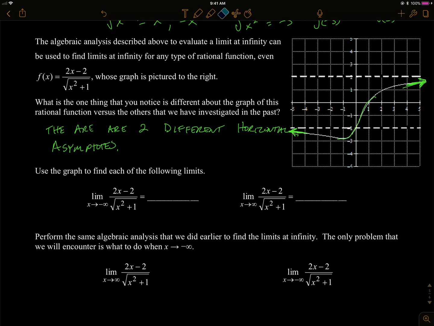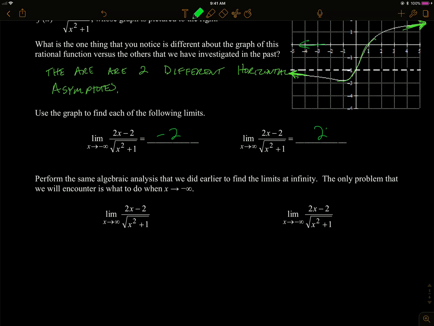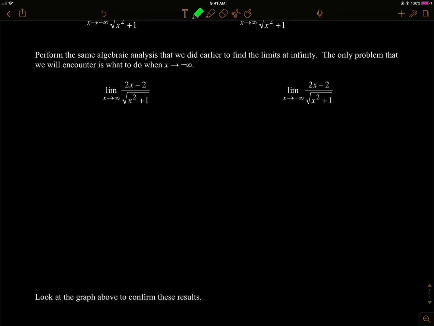All right, so now there's 2 different asymptotes. So use the graph to find these. As x approaches negative infinity, we're approaching that horizontal asymptote of negative 2. As x approaches positive infinity, we're approaching the other horizontal asymptote of 2. So we can see it on the graph. Let's do some algebraic analysis so that when we don't have the graph, how do we figure out which one it's approaching, or even what those asymptotes are?